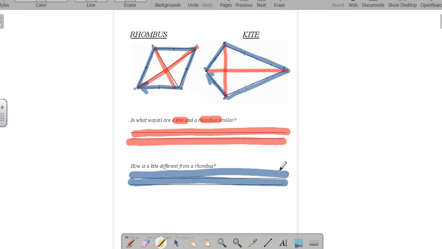In what ways are they different? You are filling that out on your own. I'm not filling it out for you. Pause the video. And in what ways are they similar? In what ways are they different? Pause.